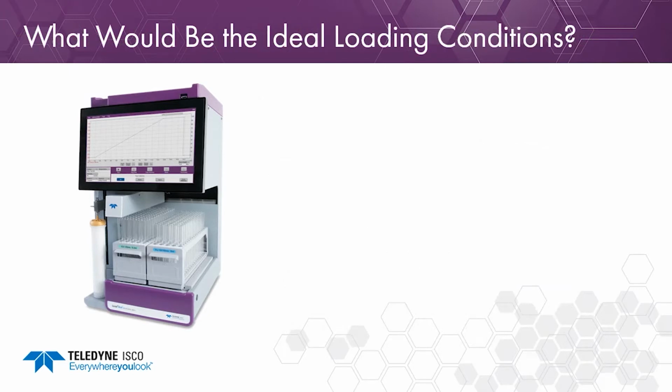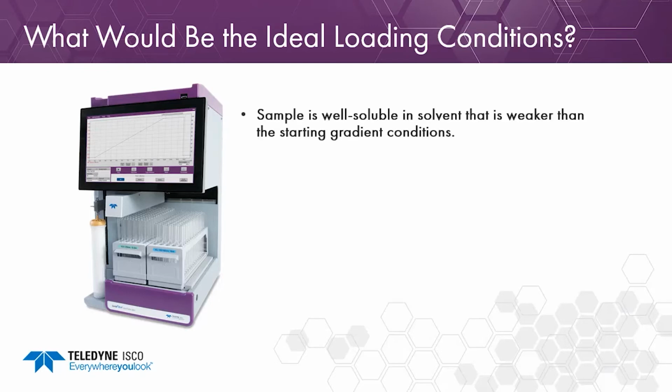So one question is to think about what your ideal loading conditions would be. And so one, we'd have a sample that's well soluble in our solvent, and that it's weaker than the starting gradient composition. So if I was in normal phase, it would be something that dissolved well in hexane, and that's my weak solvent composition in a hexane ethyl acetate gradient. And so it's well soluble in that. A lot of times that's not the case. And in reverse phase, it's soluble in water, and we load it, and that's a weaker injection than our starting gradient.